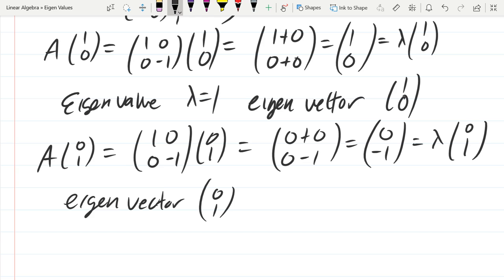So 0, 1 is indeed an eigenvector. What eigenvalue did we get this time? Negative 1. Eigenvalues can be positive, can be negative. They just can't be 0. So the eigenvalue is negative 1.